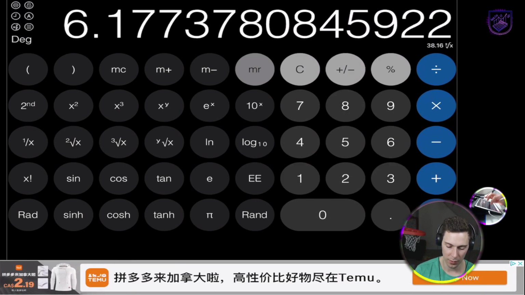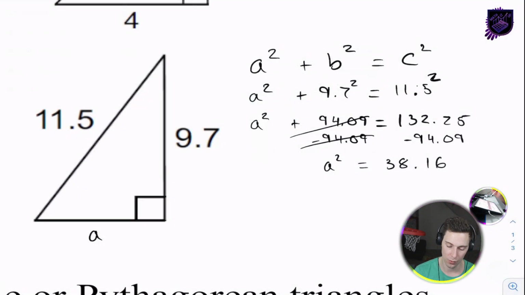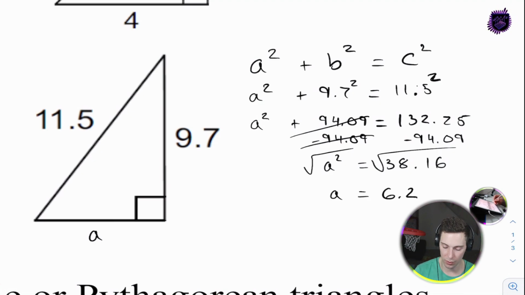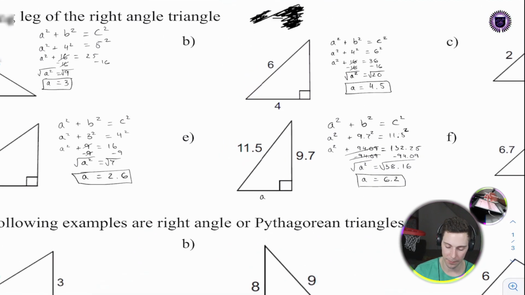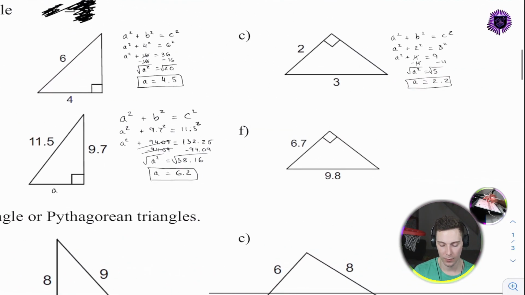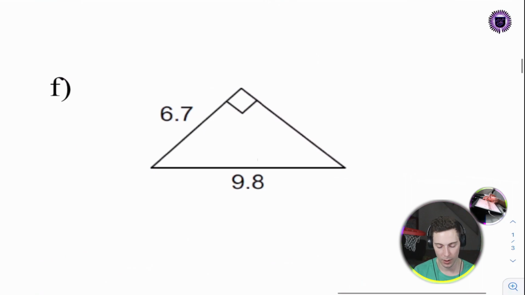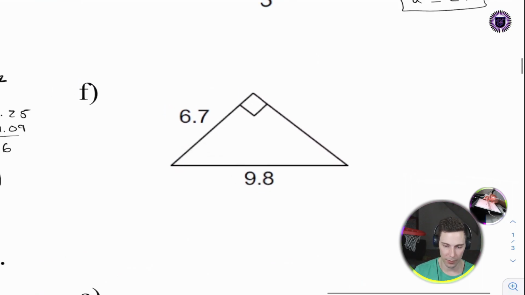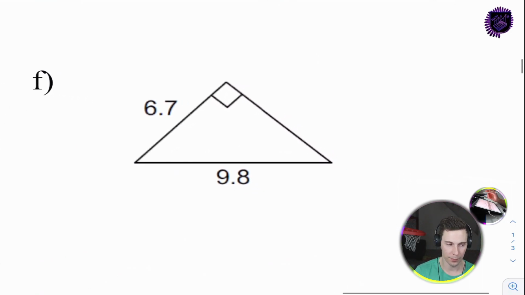38.16, and the square root will be 6.17, which will round up to 6.2. A is equal to 6.2. All right. Next, 3F. Let's go.